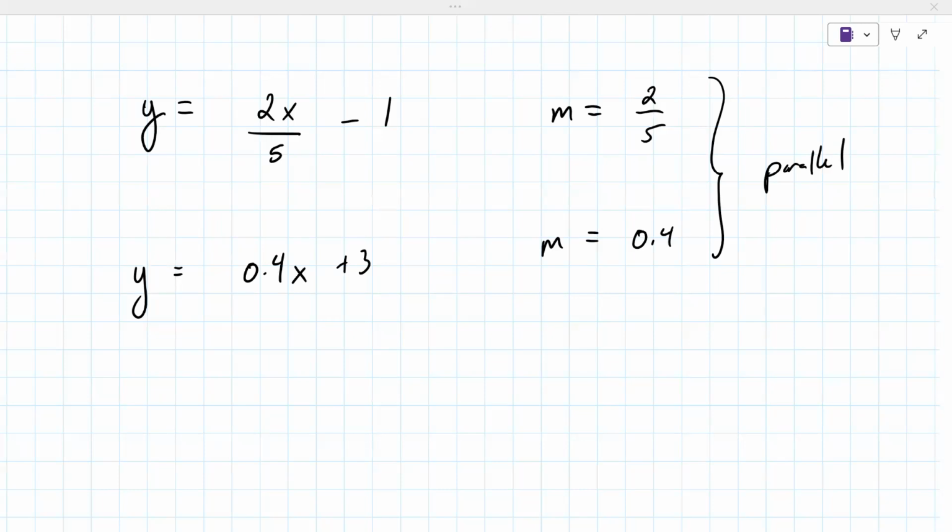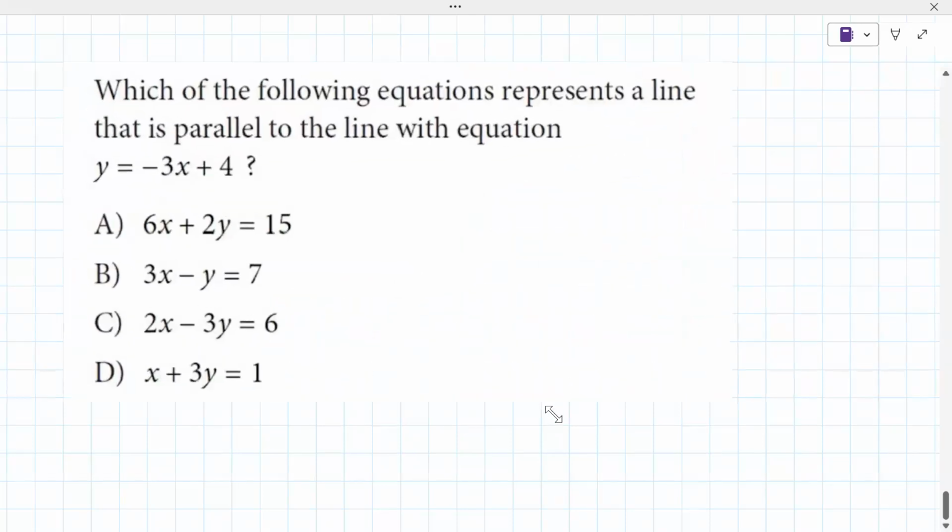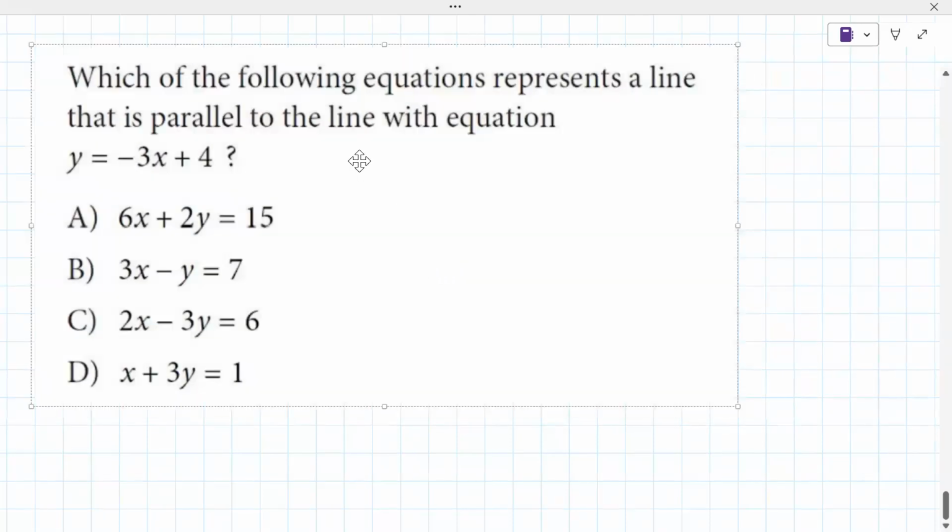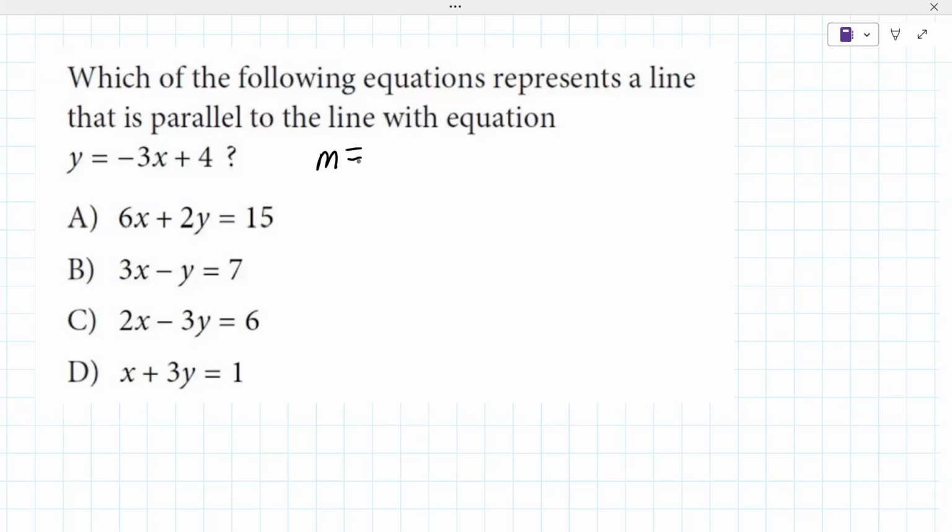All right, so unfortunately, they're not all as basic as what I just showed you here. They require a little bit of effort. Could you tell me the slope of the given line, please? The given line is, yeah, -3.